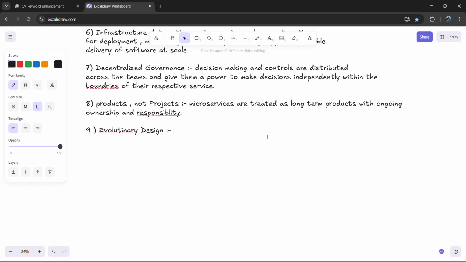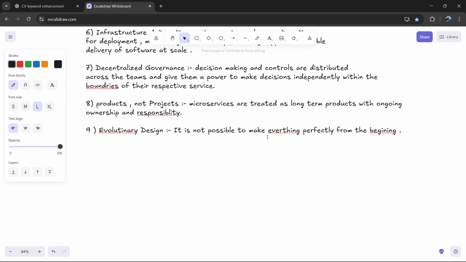So basically, in big applications, it is not possible to design everything perfectly from the beginning.